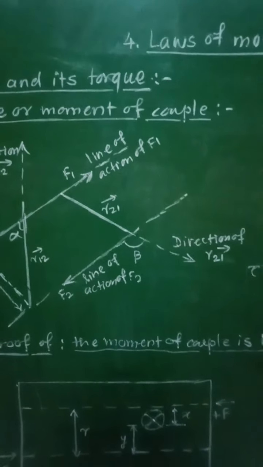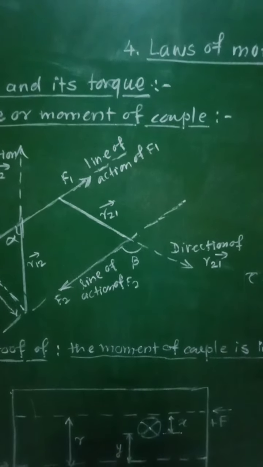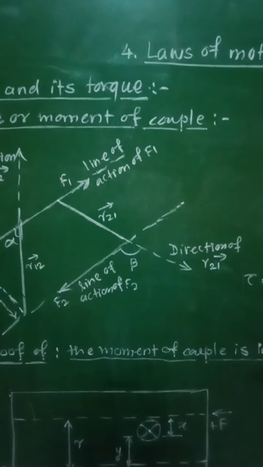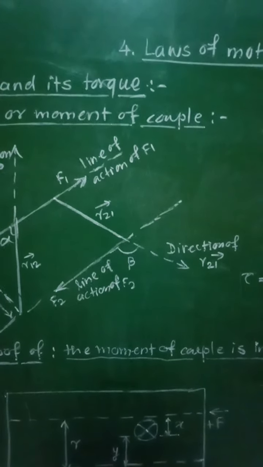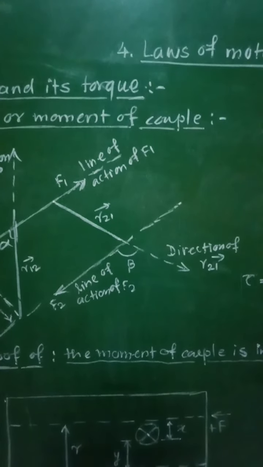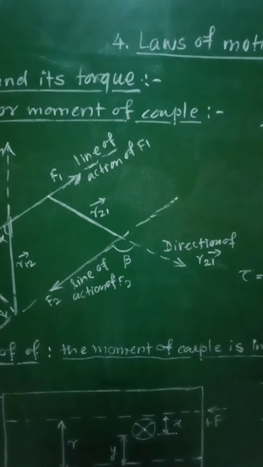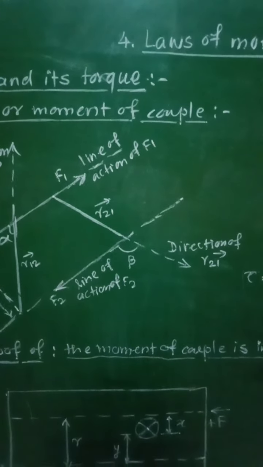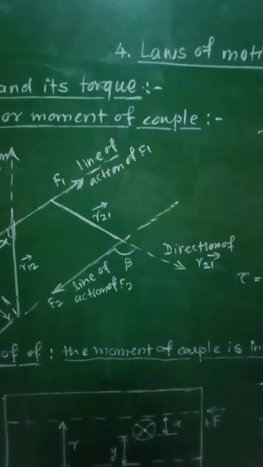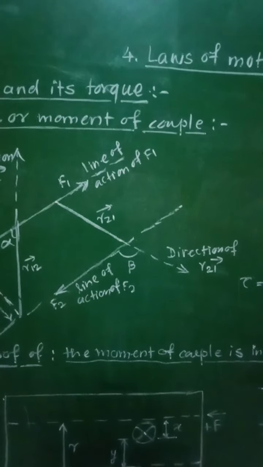For example, while turning a bicycle handle, torque is acting on it. While turning the steering wheel of a vehicle, torque is acting on it. While opening the water tap, torque is acting there. While opening the lid of a bottle, torque is applied on it. So these are some examples of torque.